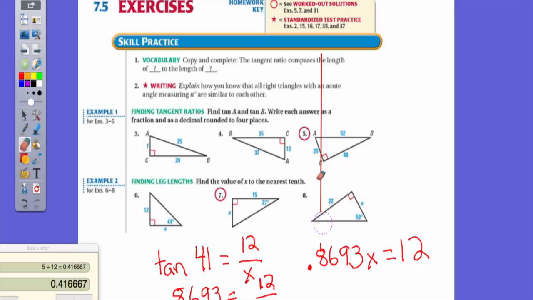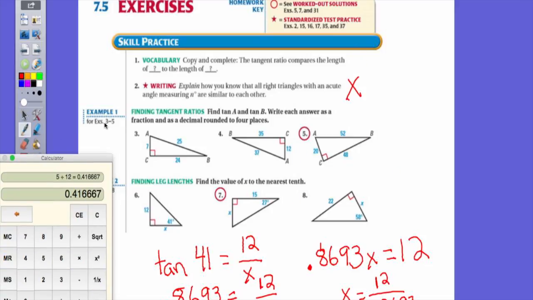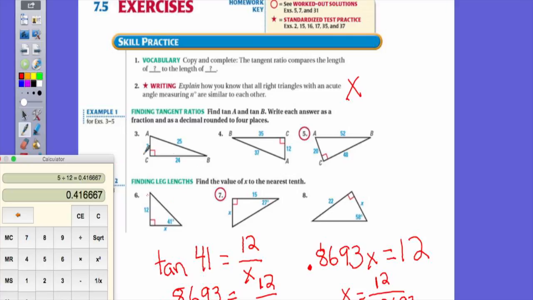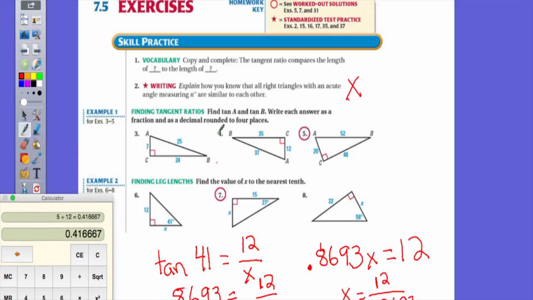So now, 0.8693 x equals 12. So x equals 12 divided by 0.8693. And what do you get? 13.8042. Okay, so in this case, they say round to the nearest tenth. So it's 13.8.